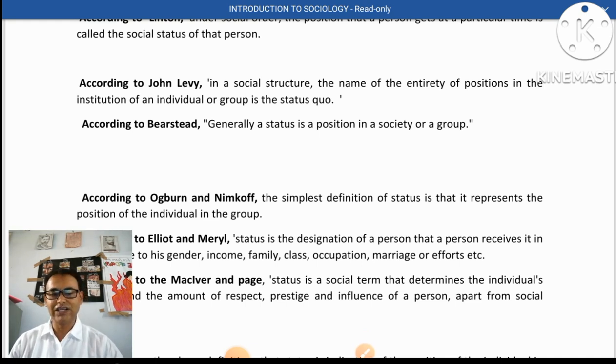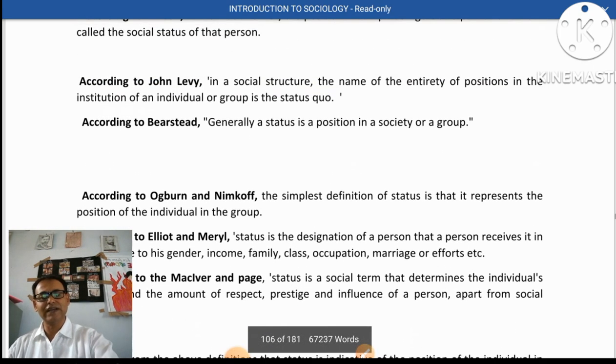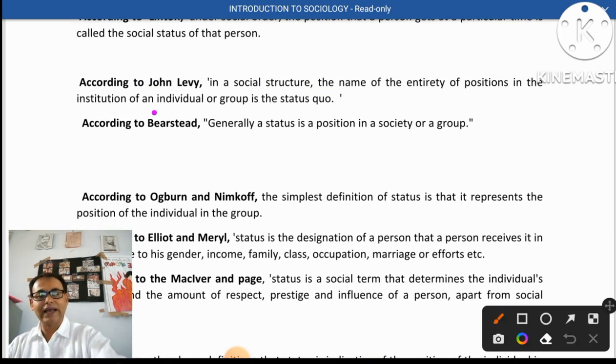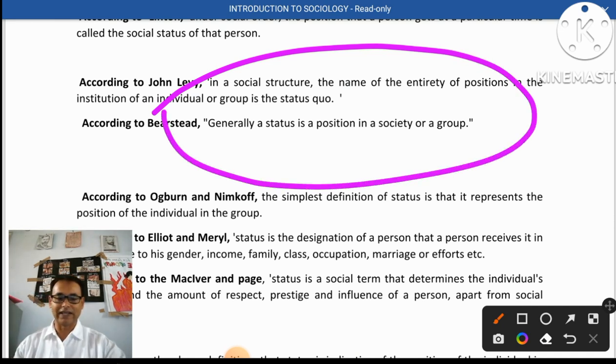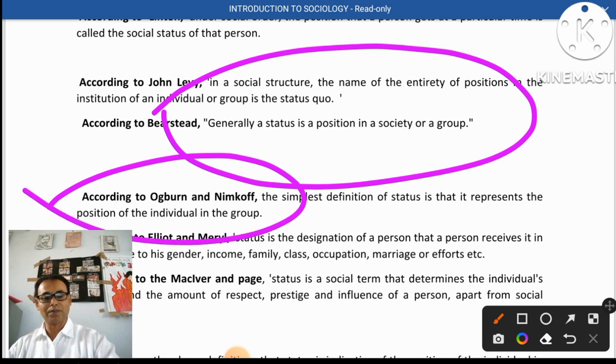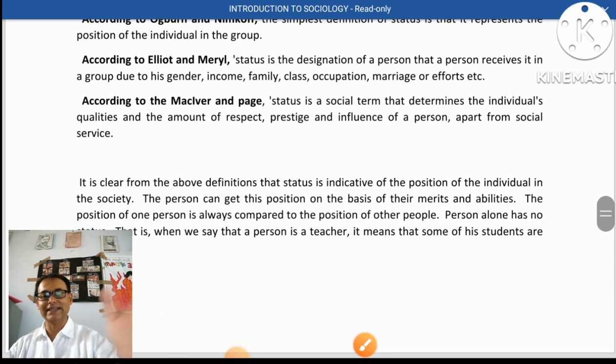John Levy: in a social structure, the entirety of positions held by an individual in the institution is the status. According to Bierstedt, generally a status is a position in a society or group. This is a very simple and good definition. According to Eqbal Nimkov, the simplest definition of status is that it represents the position of an individual in the group. So remember this, and write this.